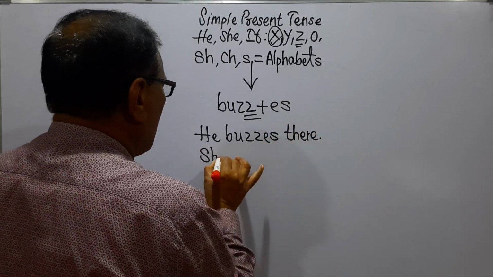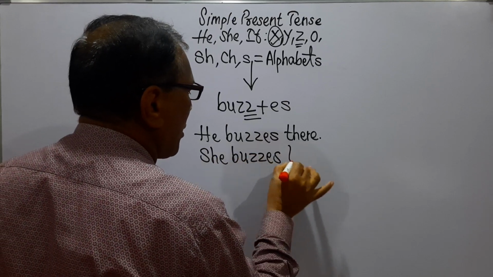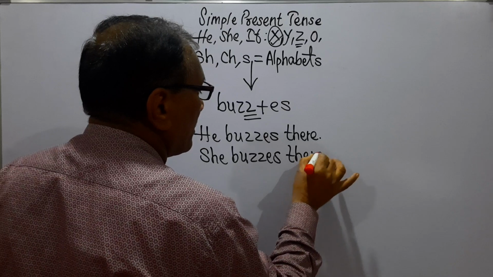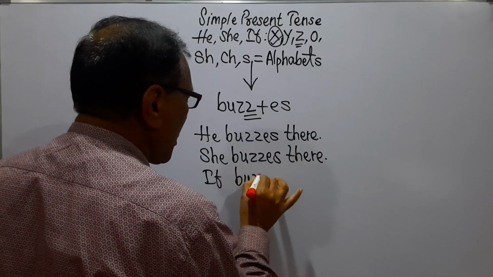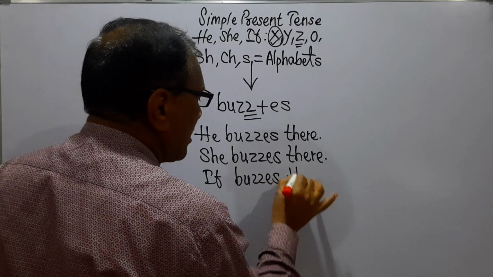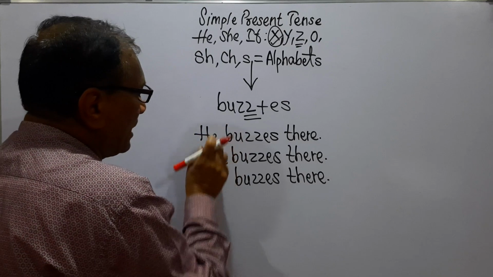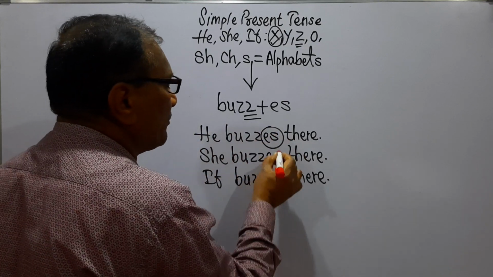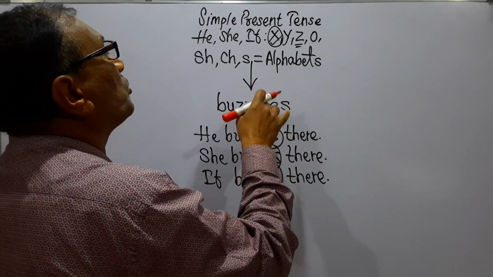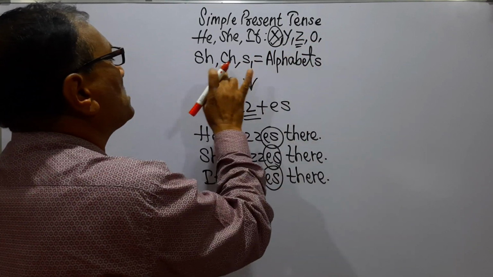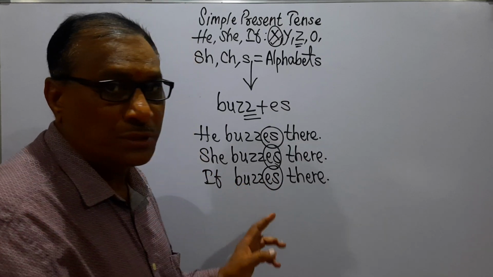She buzzes there. Remember? And it buzzes there. So, remember here my point is that when the subjects are he, she, it, then we can use the ES suffix to the verb, but the condition is that there should be X, Y, Z, O, H, S, C, H, ES at the end of the verbs. That is the important point.